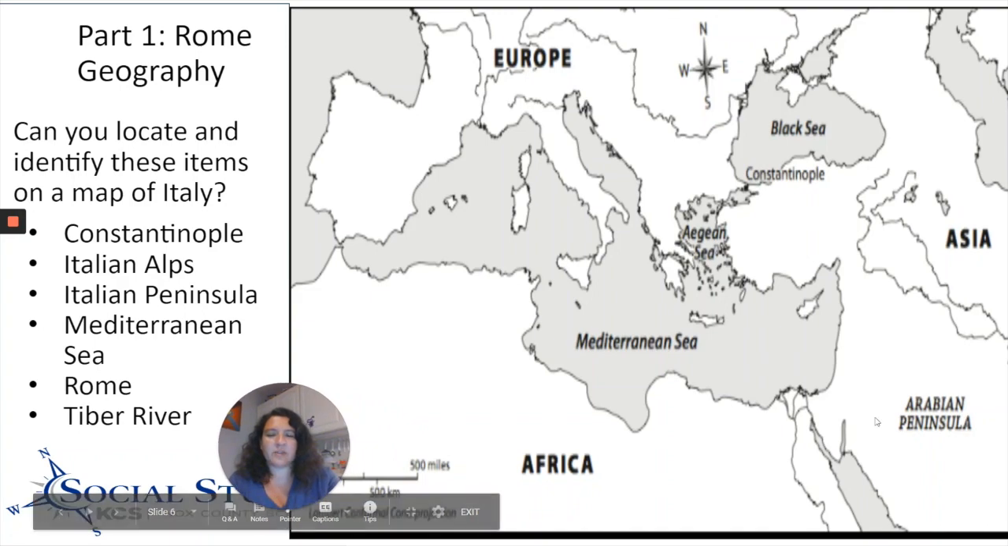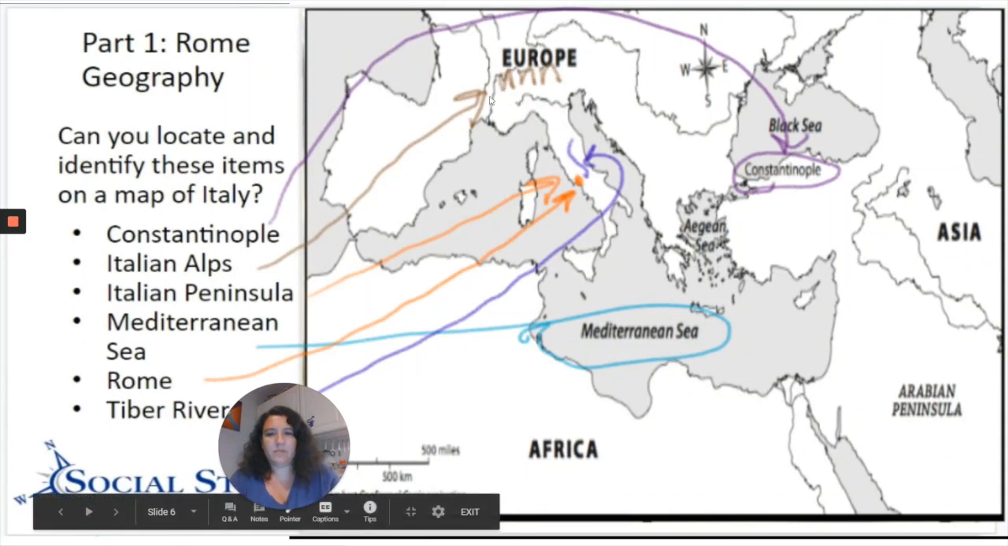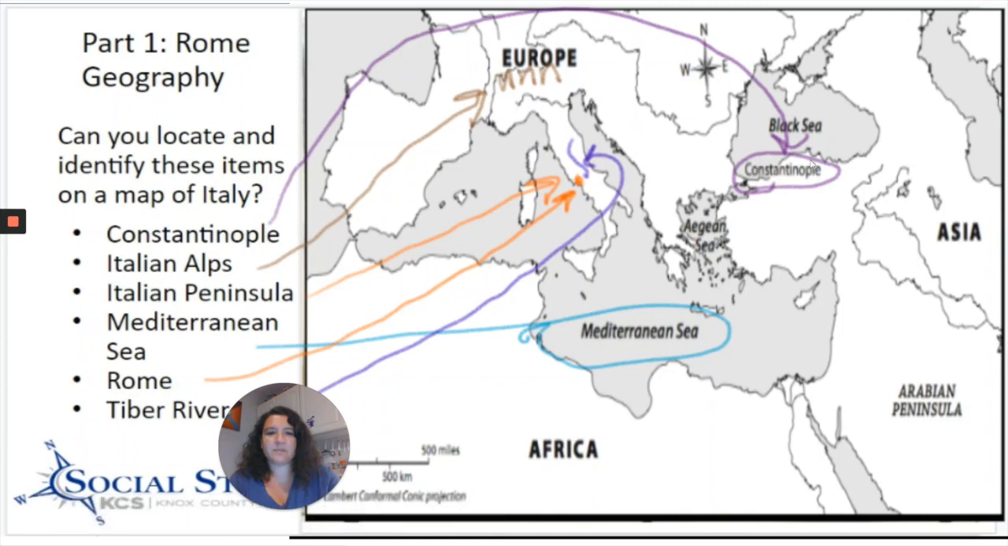Here's an example of what this map labeled might look like. Constantinople was labeled on the map for you. Were you able to find it? The Italian Alps are located at the north of Italy, just under where it's labeled as Europe. The Italian Peninsula is represented by a boot, so that's something you can always remember about Italy, is it looks like a boot. On this map, the Mediterranean Sea was labeled also.